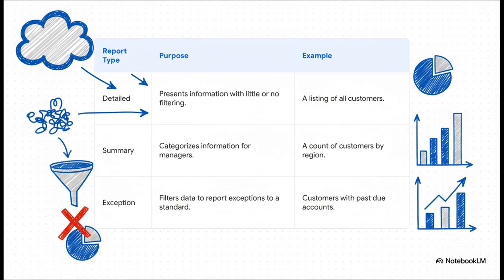A detailed report, for instance, gives you the whole story, every single transaction. A summary report is for the manager who doesn't need all that detail. They just want the big picture, like total sales by store. And then you've got the exception report. This one is a real specialist. It's designed to scream, "Hey, look at me," by only showing you the problems, like customers with overdue payments.